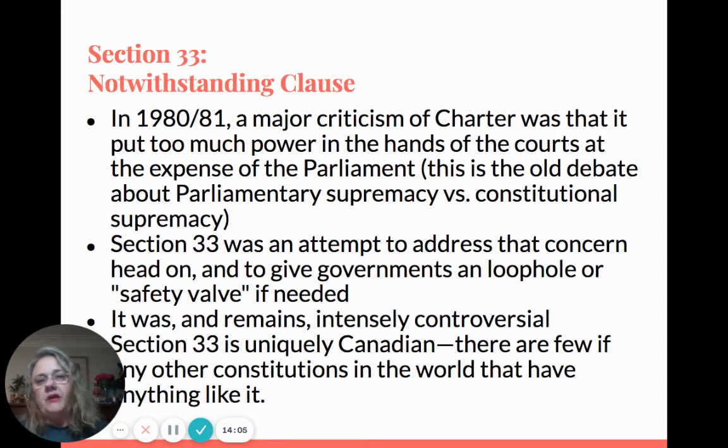And so Section 33 was an attempt by the government to create what lawyers love, a tiny little loophole through which governments could have a safety valve, for want of another explanation, to allow governments to violate the charter in some circumstances. So, bottom line, it's incredibly controversial. Every time that it's been used, it's been controversial. And the other thing that's kind of quirky is there's no equivalent to this section of our charter anywhere else in the world. If you look at other constitutional documents, they don't have anything like this. It's a bizarrely Canadian thing.